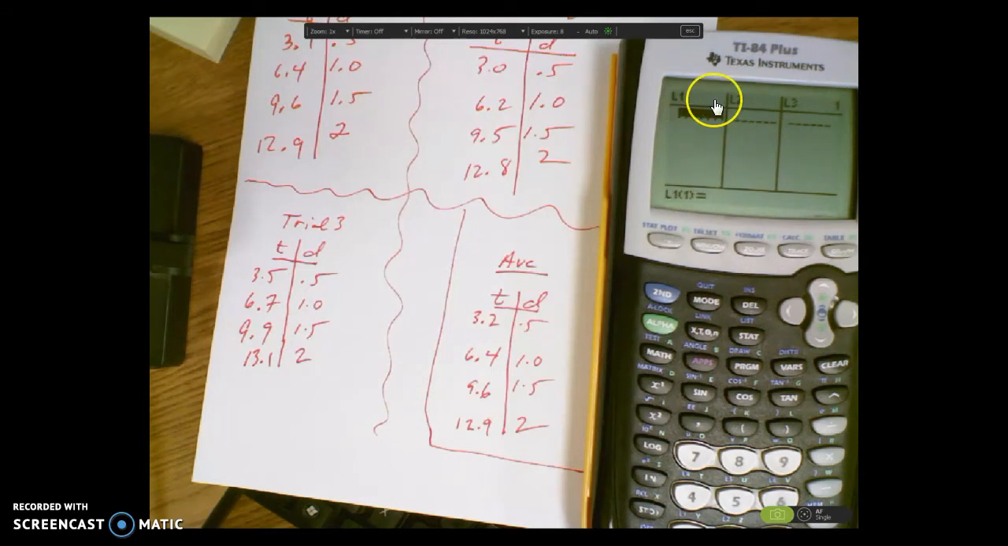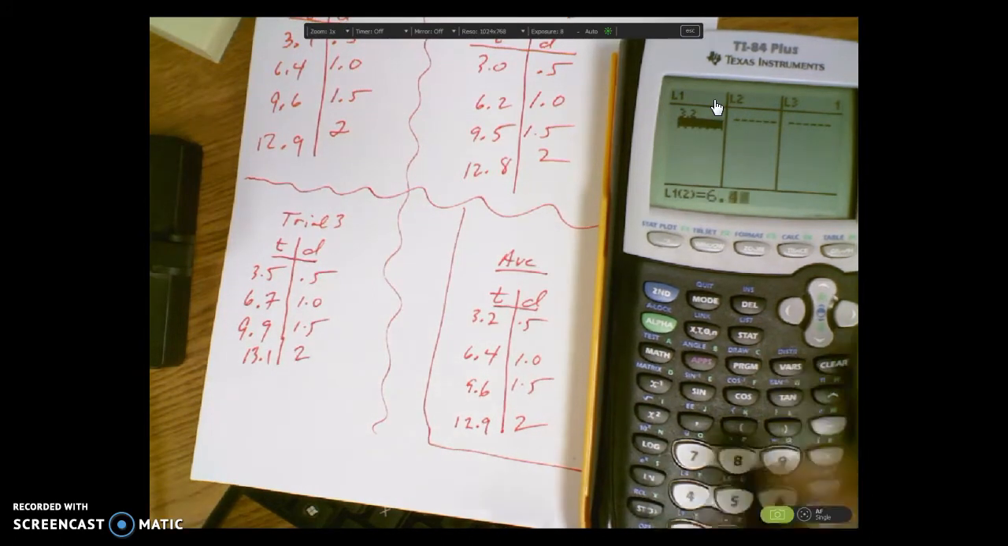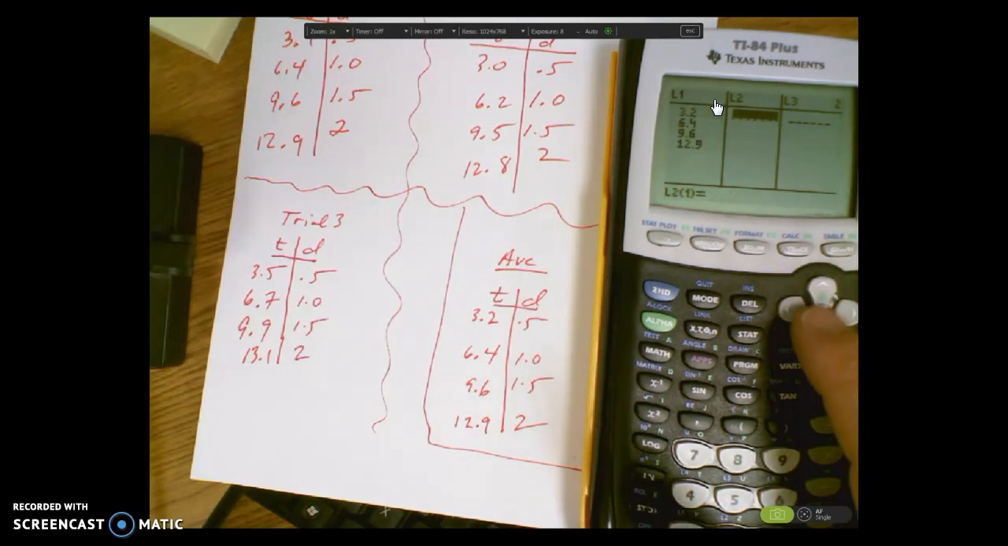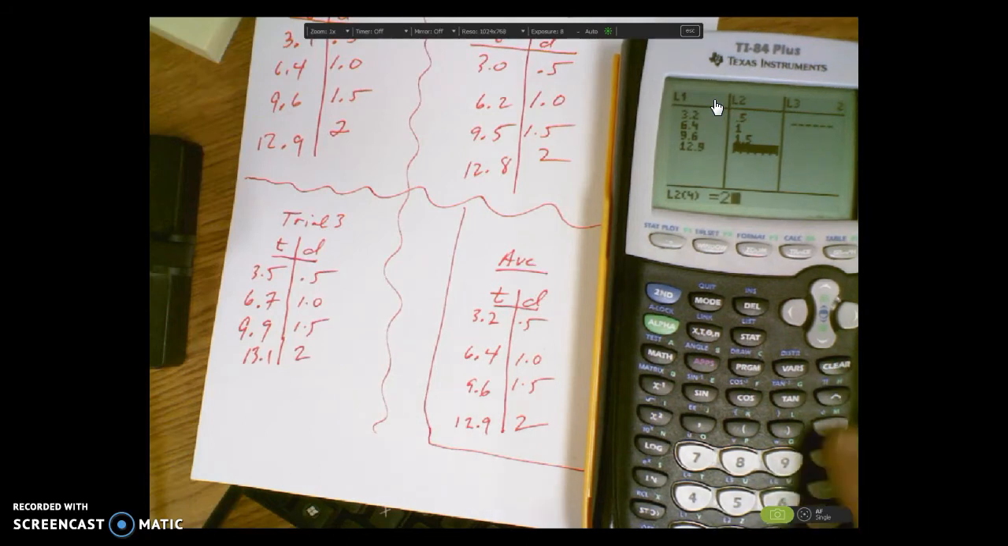And I'm just going to enter those times in for L1. So my average times, all right? All right, and now I'll enter my distances in for L2. So 0.5 meters, 1 meter, 1.5 meters, and 2 meters. All right, so I have the X list and the Y list. All right, let's get our equation first, and then I'll show you how to graph it. Because you can probably graph this by hand, but it's kind of neat to see the calculator do it.